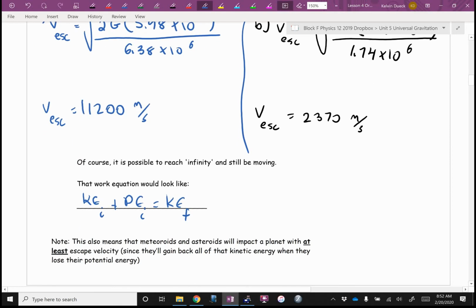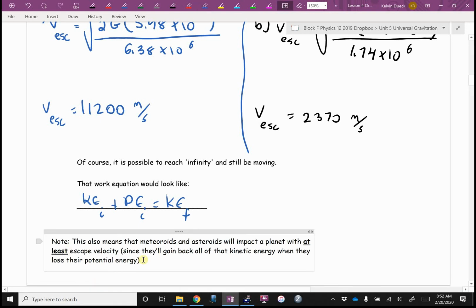By the way, the corollary of this: any asteroids, any meteorite, any space debris that comes from out of our solar system must hit the Earth at least 11,200 meters per second, because it's going to gain all of that energy back in the form of kinetic. Plus, it would have had its own kinetic energy because it's coming from outside of the solar system, so it's already got some of its own speed. This is why asteroid impacts are not a good thing.